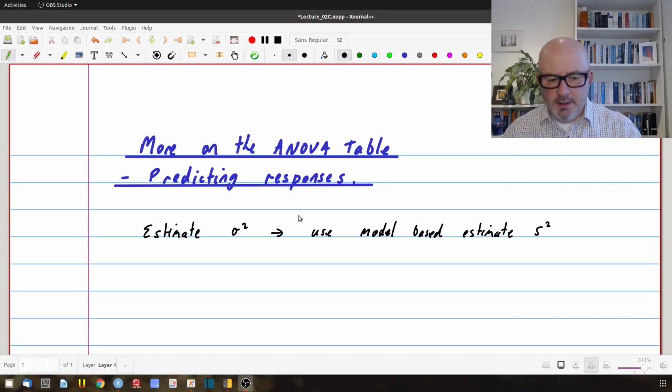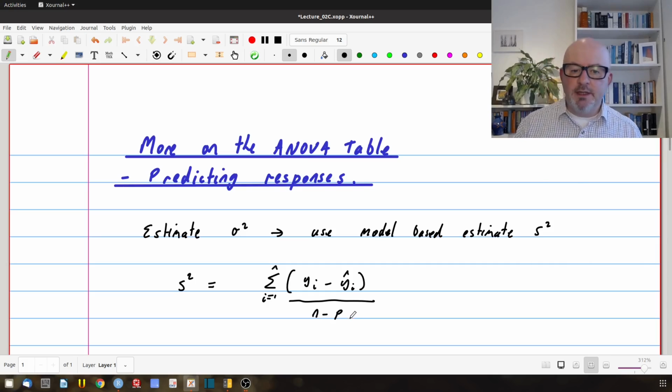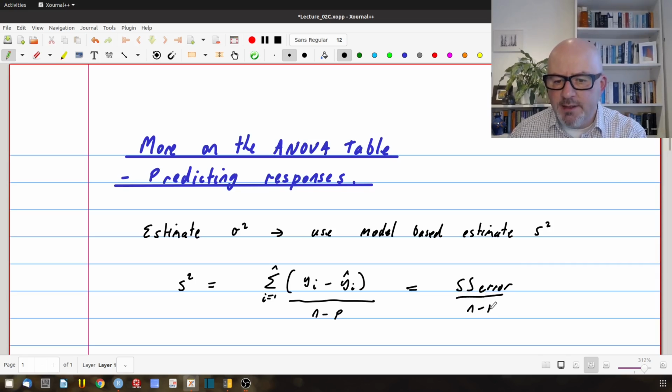The formula is this. It's the sum from i equals 1 to n of y_i minus y hat i, remember these are the fitted values, divided by n minus p. This is the number of observations minus the number of betas you're estimating, and you include the intercept in that number. If you look at this formula and look at the formula that we had for the sums of squares for error, in fact this is the sums of squares for error divided by n minus p.